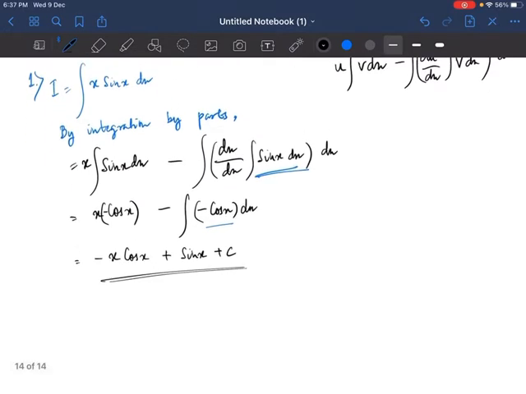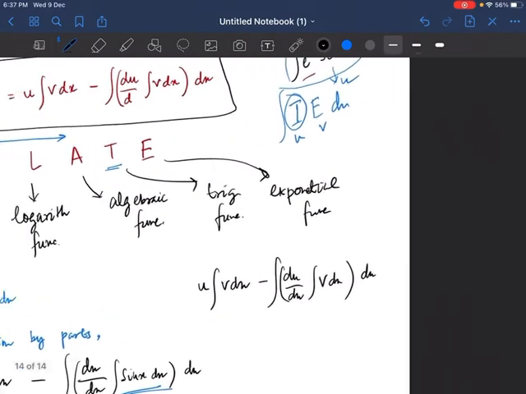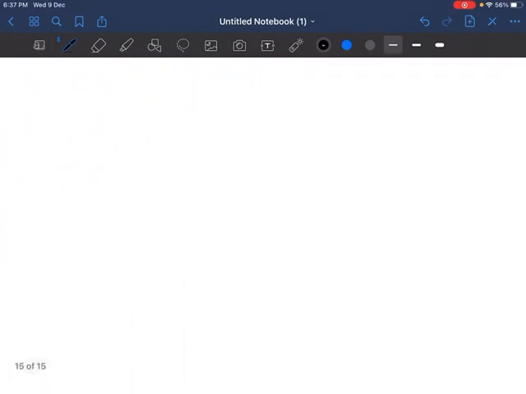Achha. Let me try doing question number 4. Question number 5. They're all easy. Please do the remaining as homework. So what we have, I is equal to integration of x log 2x. So this is what we have.